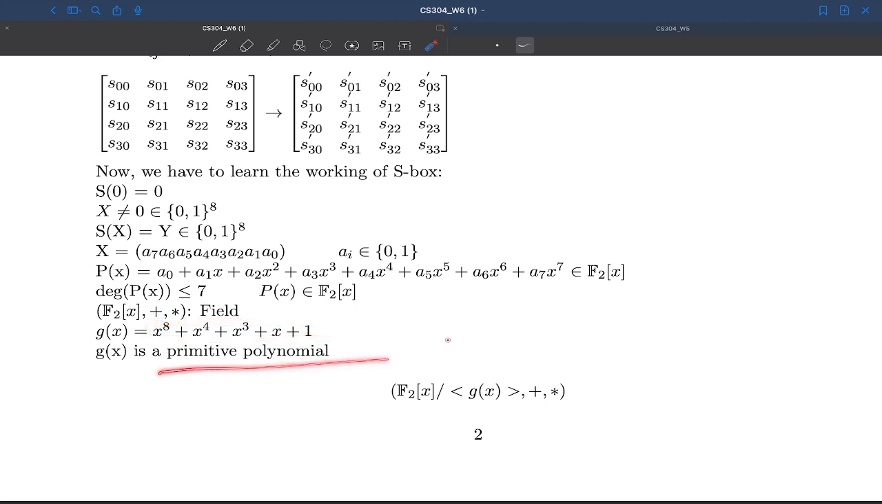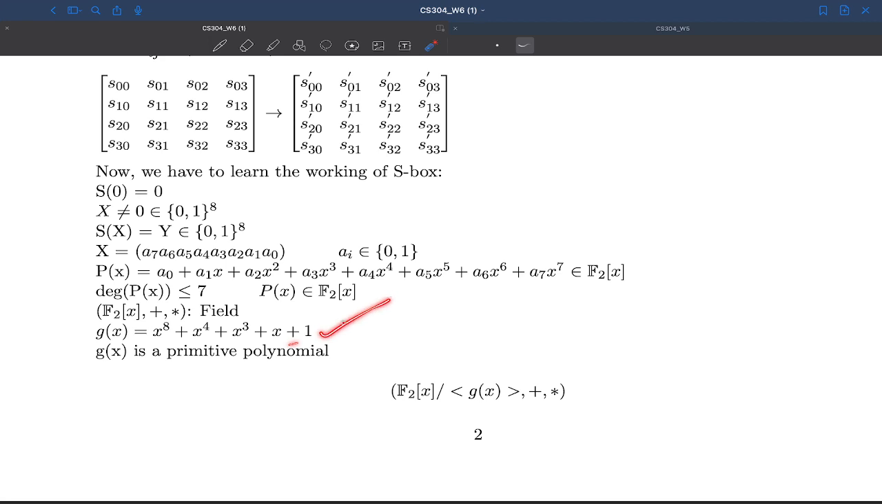And this g(x) is a primitive polynomial. And now you know what a primitive polynomial is. When I divide every single polynomial in F2[x] with this g(x), I get some remainders. The set of those remainders is denoted by this notation, F2[x] over g(x). If someone writes F2[x] over g(x), then that is a set which consists of all those remainders which I get when I divide every polynomial in F2[x] with this g(x).